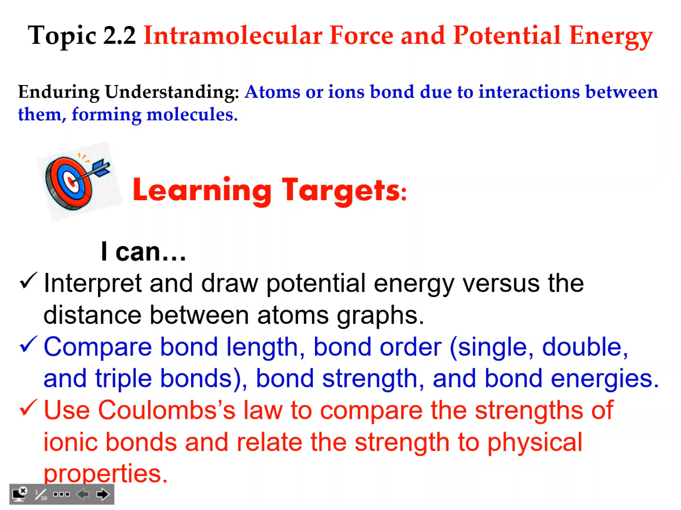So you're going to interpret and draw potential energy versus the distance between atoms graphs. Compare the bond length, bond order, bond strength, and bond energies. Use Coulomb's law to compare the strengths of ionic compounds, relate the strength to physical properties.